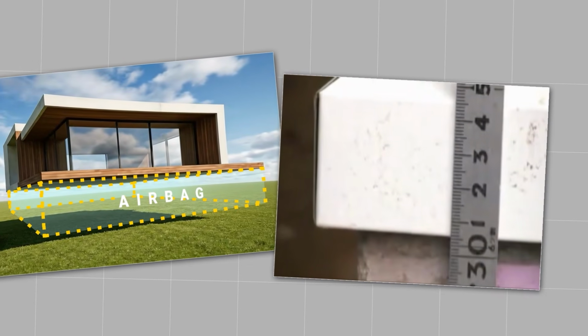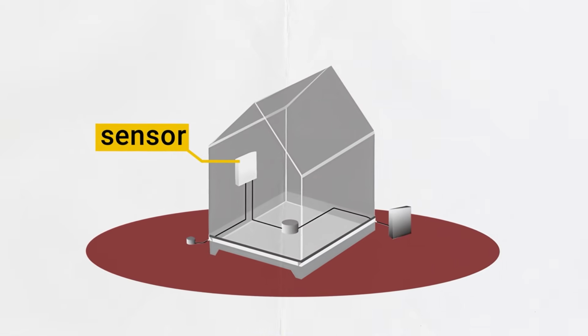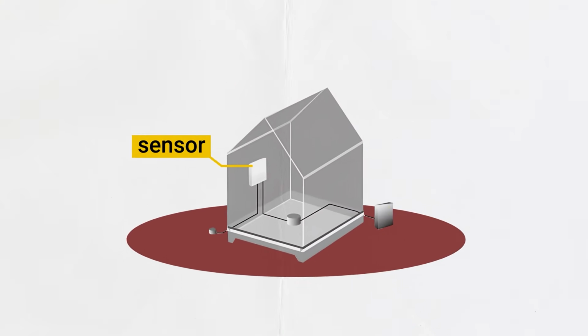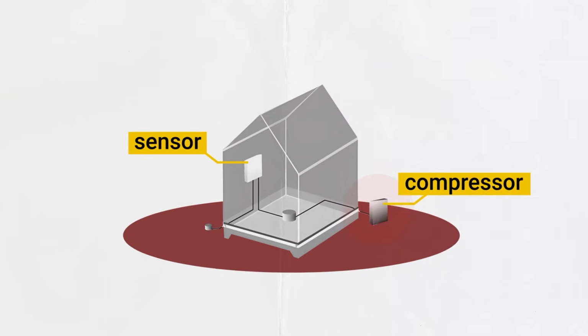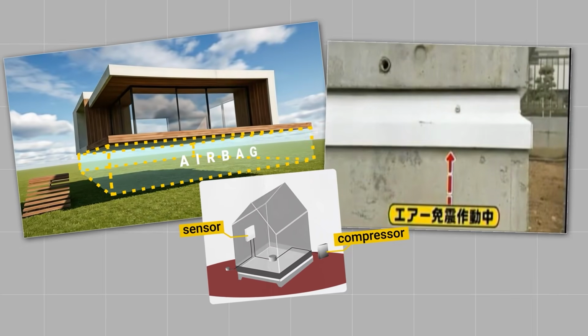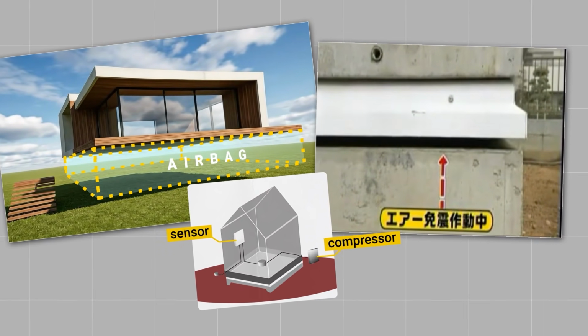Each home comes with a special foundation, a smart sensor, and an air compressor. The sensor is like the house's watchdog, constantly monitoring for seismic activity. When it detects shaking, it sends an alert to the air compressor outside. In seconds, the house can lift up to 1.2 inches, hovering safely above the ground while the earth rumbles beneath.